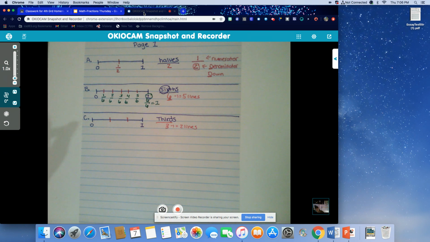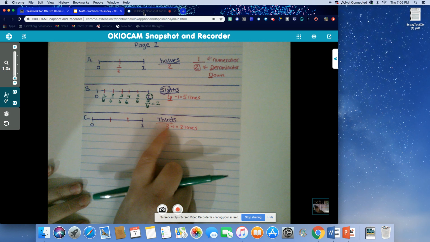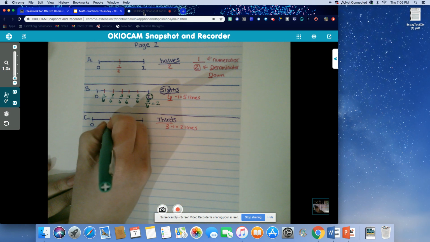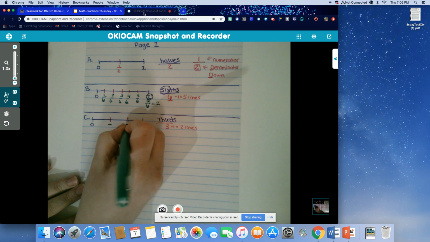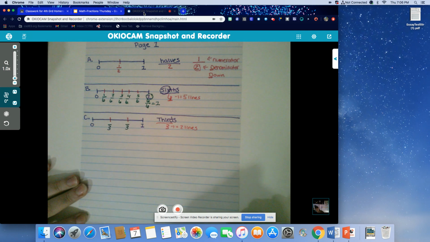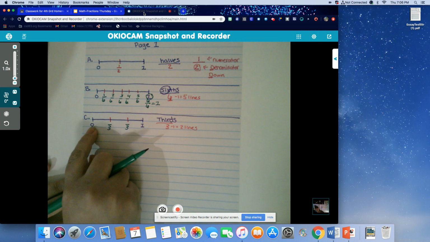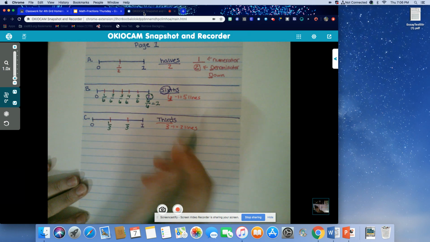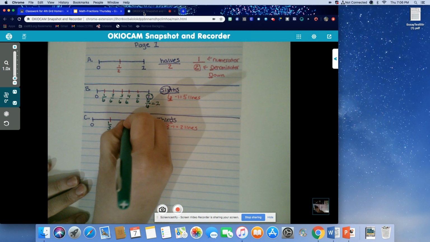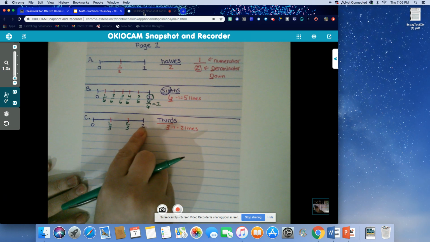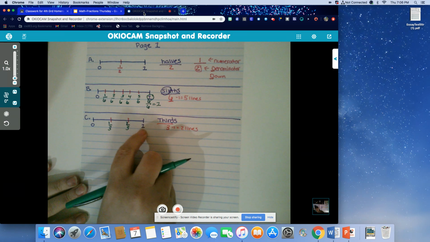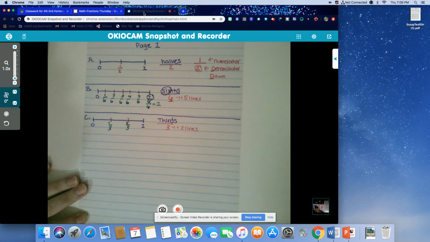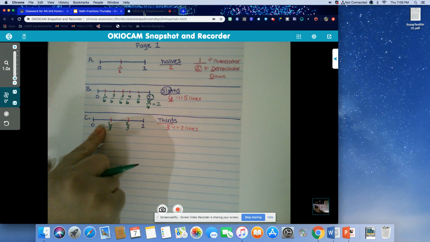My thirds. So remember, the denominator is always the total number of pieces I started with. So my denominator on these are always going to be 3 because I have 3 equal pieces. So now we're just going to count up from 0 to 1, 1 to 2, and then 2 to 3. But remember, 3 divided by 3 is 1 whole candy bar. So that's how they want you to do those.